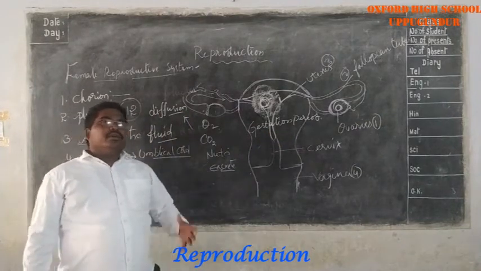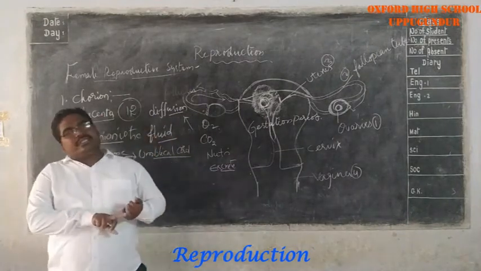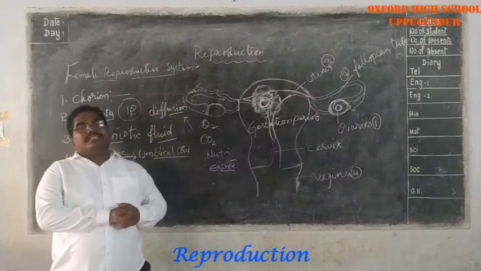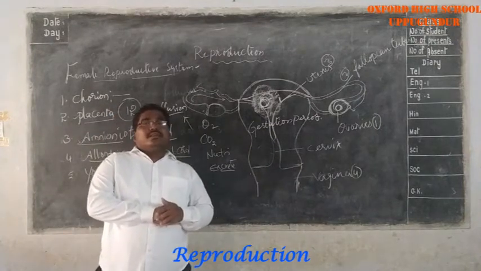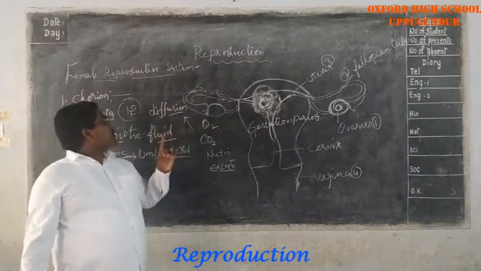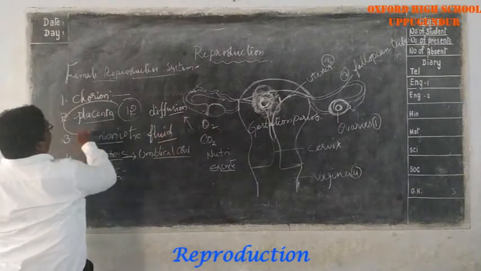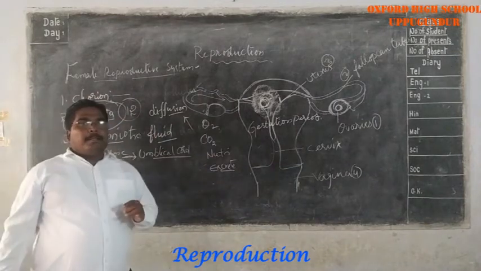Dear students, we have discussed the male reproductive system and female reproductive system and all the parts present in them. Your duty is to learn all these things. Mainly learn about the placenta. A very important 2-mark question: write about the functions of the placenta.